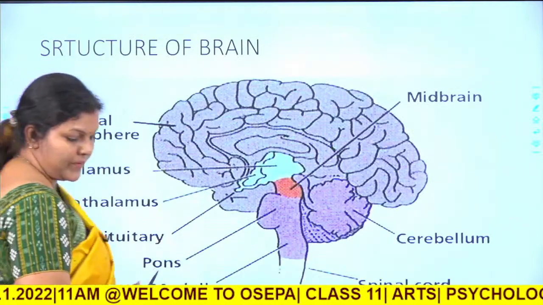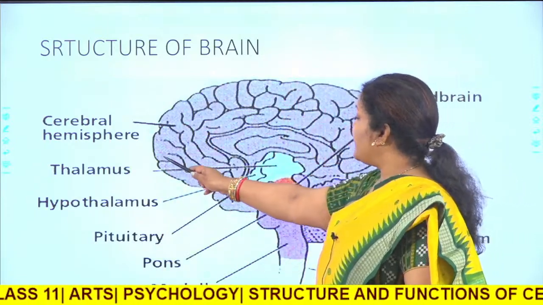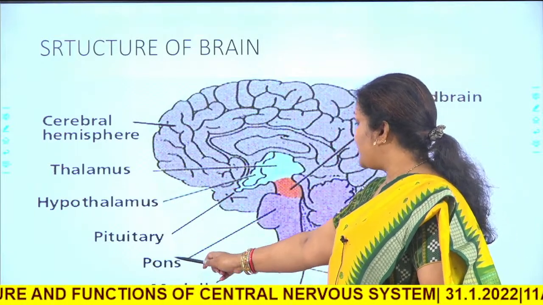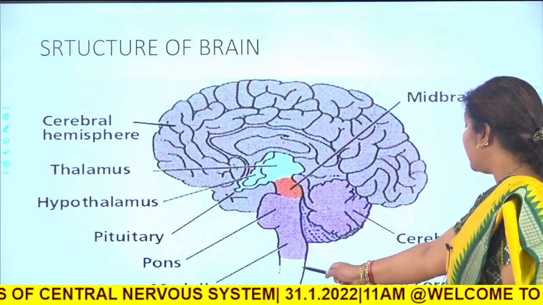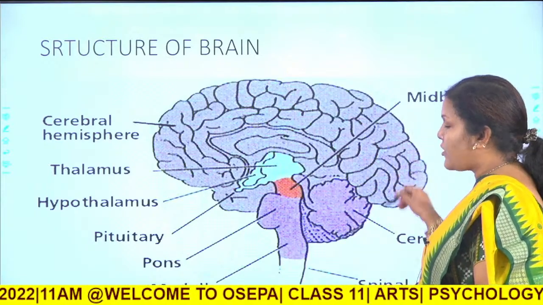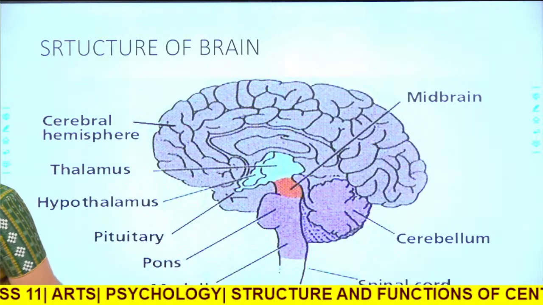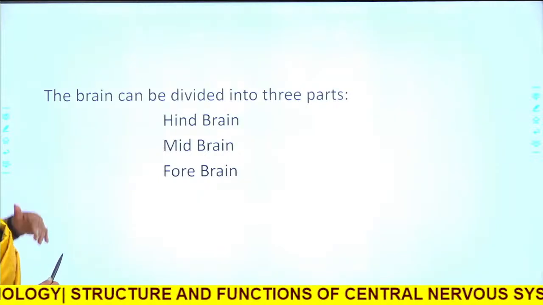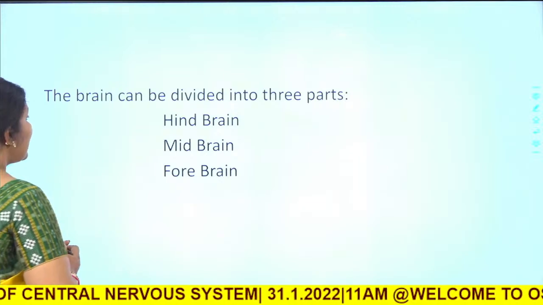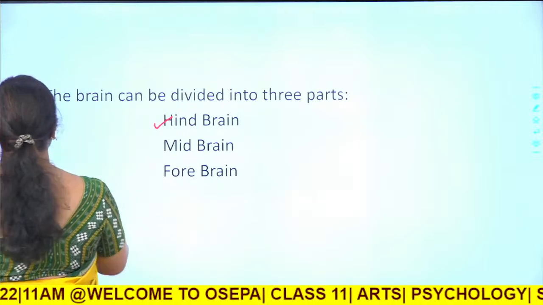First just look at the structure of the human brain system, where the cerebral hemisphere is situated here, thalamus is situated in the middle, hypothalamus is there, pituitary, pons, medulla, the spinal cord is this one, and cerebellum is this, and this one is the midbrain. So this is the structure of the human brain system. So let us discuss the parts. The brain can be divided into three parts, as I told: hindbrain, midbrain and forebrain. Let us start with the first part, the hindbrain.